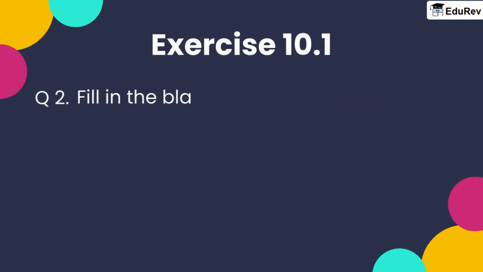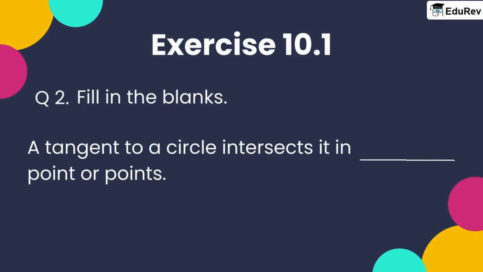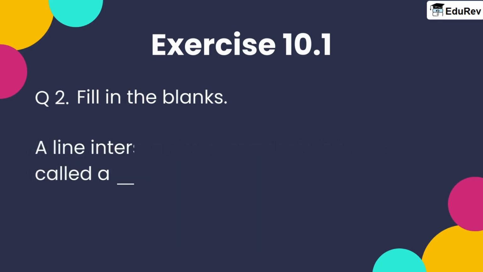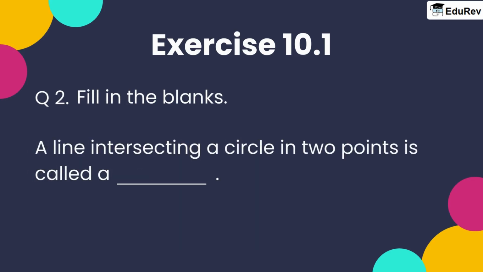Question 2 is, fill in the blanks. A tangent to a circle intersects it in dash point or points. What do you think will fill the blank? Yes, the answer is 1. A tangent to a circle intersects it in 1 point. A line intersecting a circle in 2 points is called a dash. Think for yourself. Yes, the answer is secant. A line intersecting a circle in 2 points is called a secant.